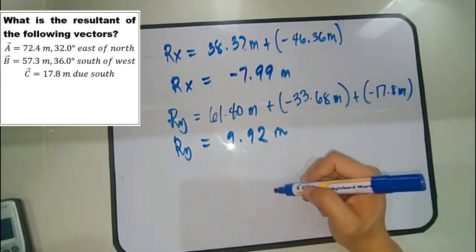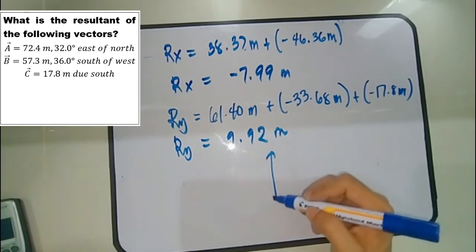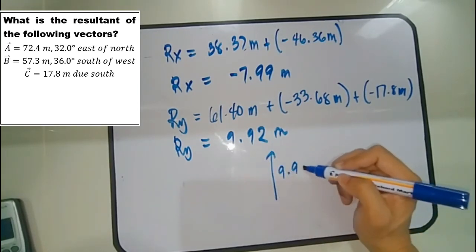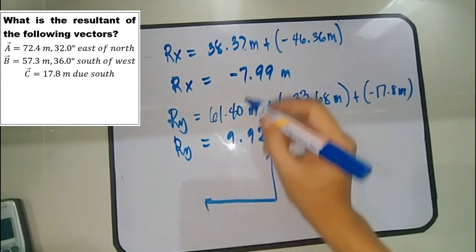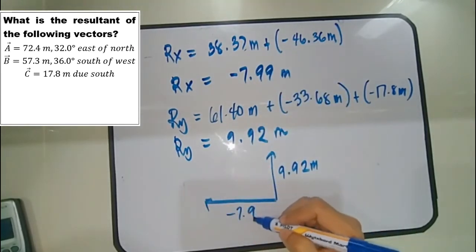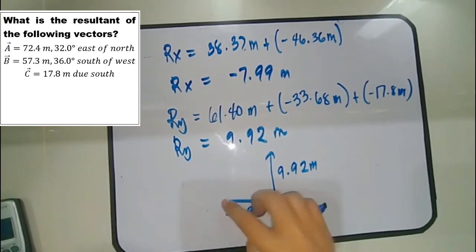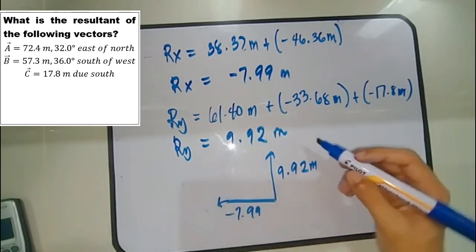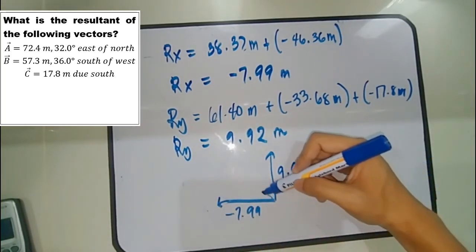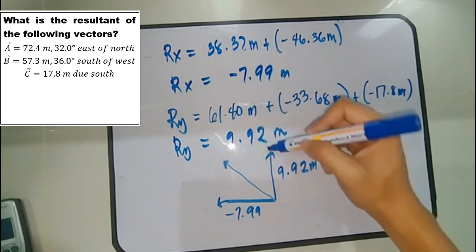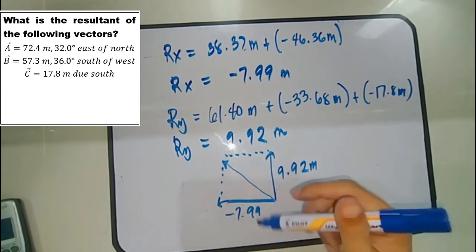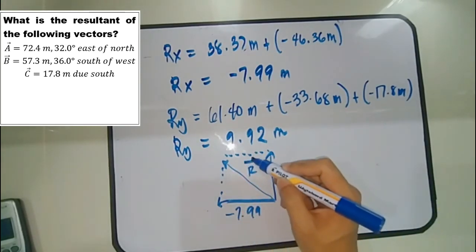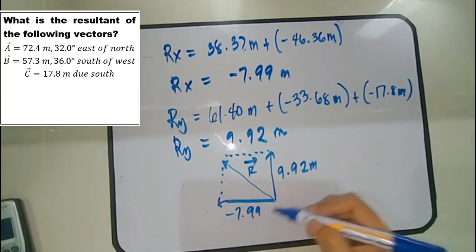So i-drawing natin guys. So this is 9.92 meters. So we have this negative 7.99. So i-scale natin guys. So mas maikli dapat ito. Then of course, this is our resultant vector here. So ano yung magnitude ng resultant vector R? So using trigonometry, that is a right triangle.